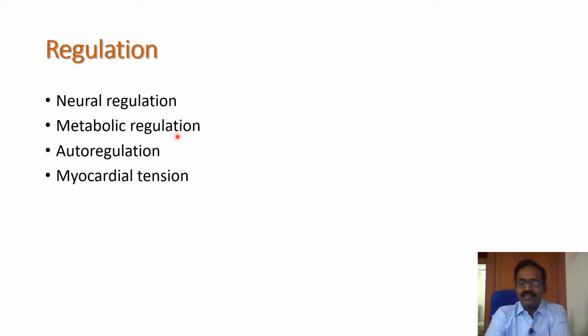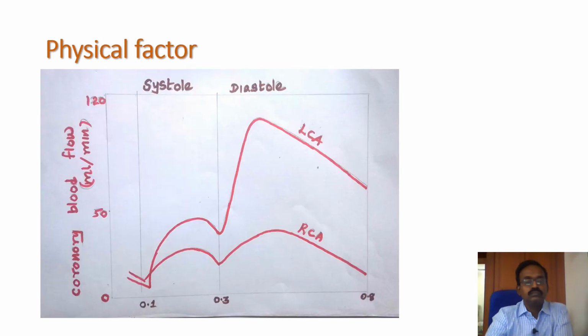In the next slide we will show a graph pattern. It will depict this clearly. In this graph, the x-axis depicts the duration of the systole and the diastole, and the y-axis the coronary blood flow. During systole, consider the coronary blood flow through the left coronary artery and right coronary artery. The left coronary artery is the predominant artery supplying blood to the heart. So during systole it is comparatively very less.